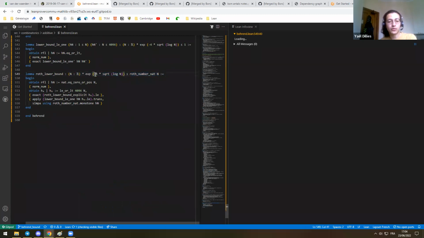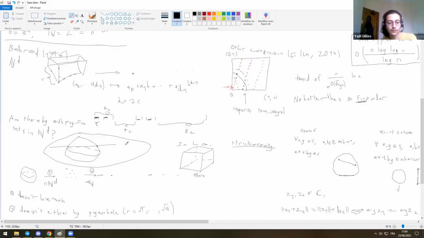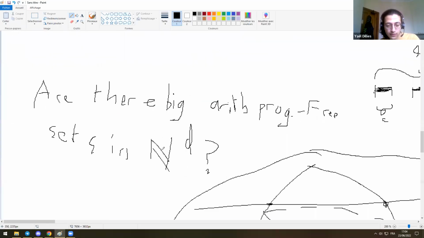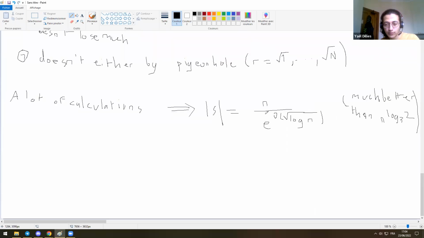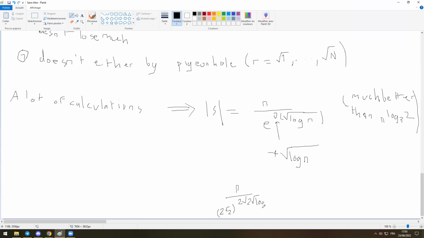So actually, when I showed the O of root of log n, which was here, yep, sorry, this can actually be taken to be e to the minus 4 root of log n. And actually, you can even make it so that the general expression is 2 root 2 of log n, to the root of log n. Sorry. Presumably, all this was known.